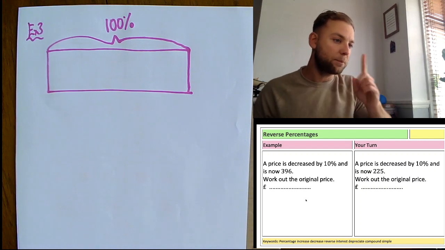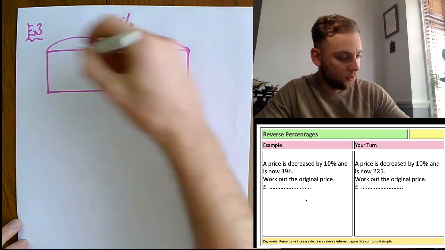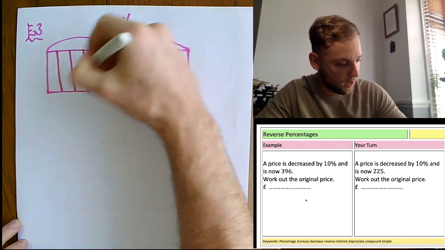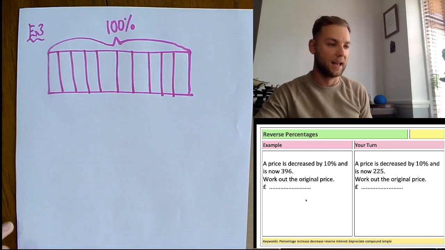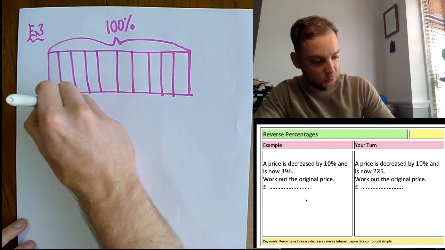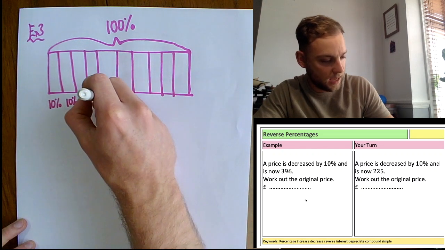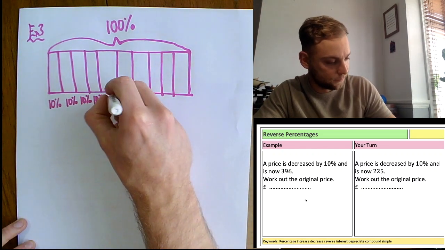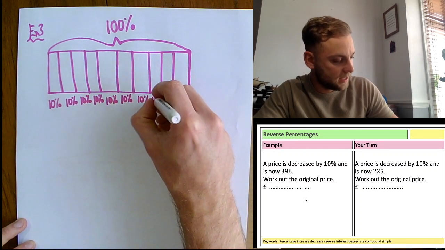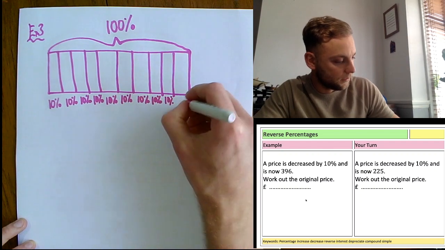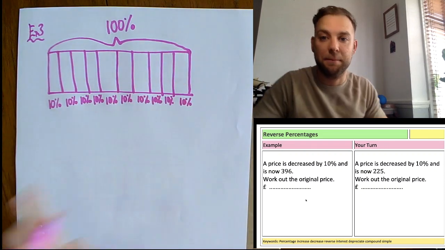Okay, so a price is decreased by 10%. So first of all, I'm going to split all these up into 10%. So halve it and then do 5. 1, 2, 3, 4, 5. 1, 2, 3, 4, 5. Okay? And each one of these is worth 10%. Every single one of these is worth 10%. Let's put them all in just so you can see it nice and clearly. You don't have to do this every time, but with this one I'm going to. Okay, so we've got 100% and it's split up into these 10%.